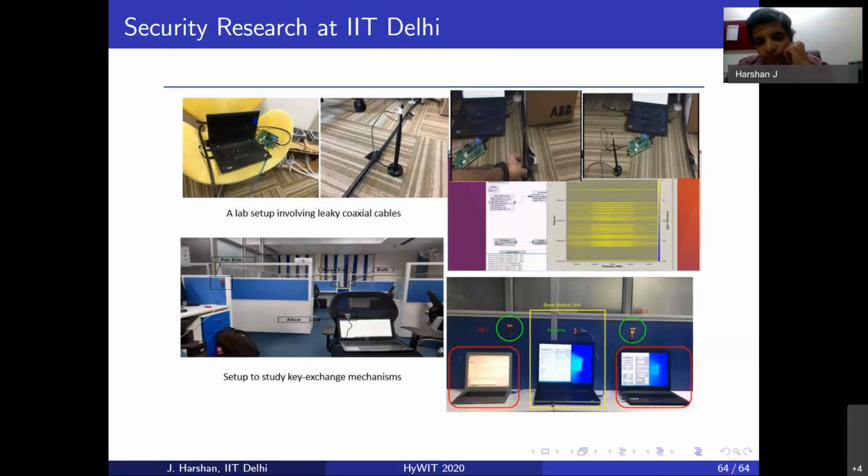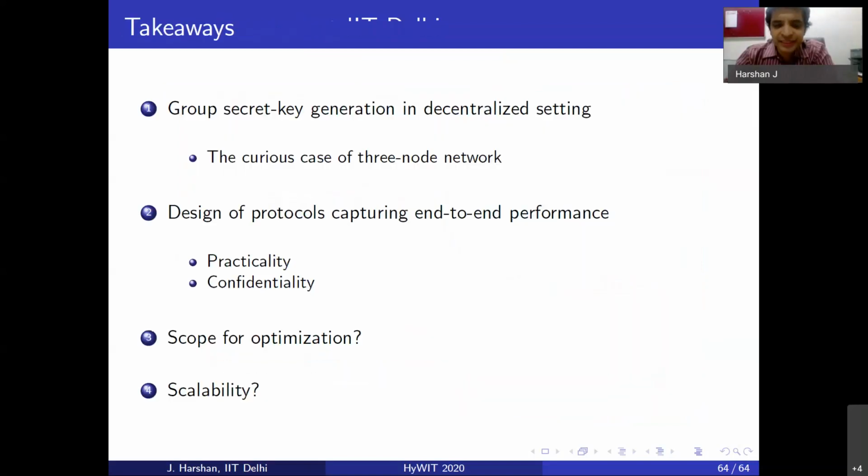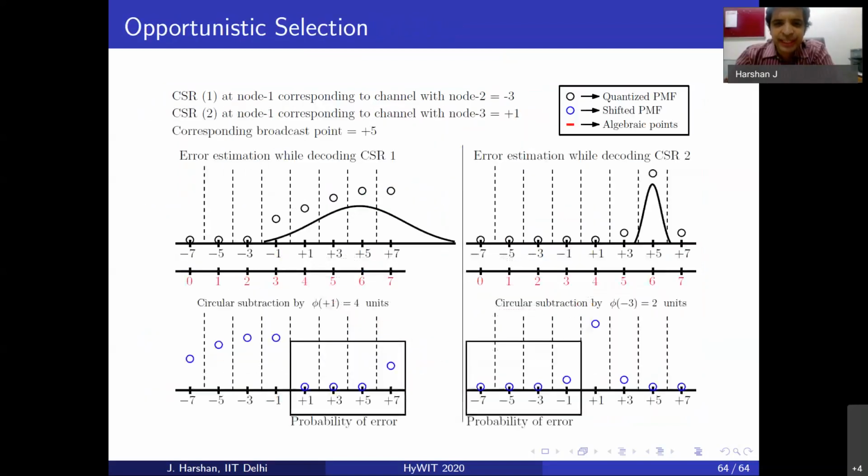Harshan, I have one question. Maybe it's something I missed. When you are doing this physical layer network coding, you said that it would cause information leakage, right? Is it an easy thing to see? Why is that?